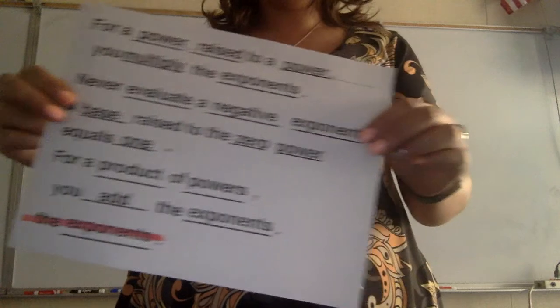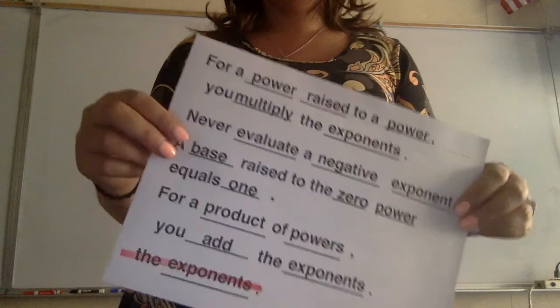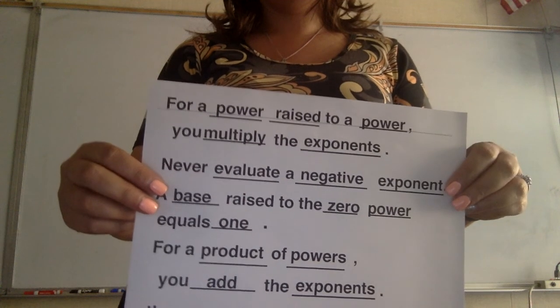And I wrote exponents twice, so don't write that part down. I'll even hide it, but I can't hide it. There you go. All right, so copy it down.